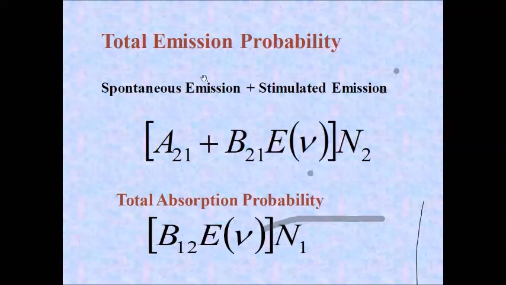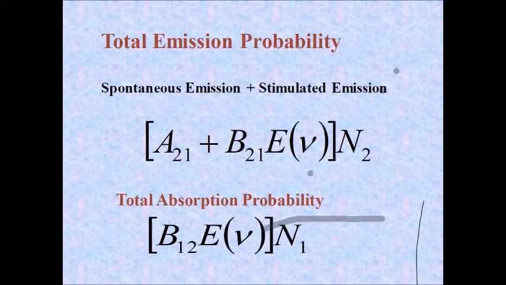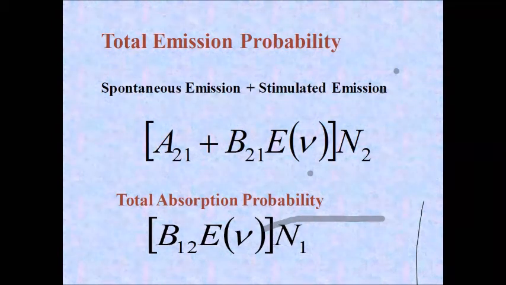And spontaneous emission obviously depends only on the number of atoms in the high energy state. It will not depend on the energy density of the incident photon. So spontaneous emission will be proportional to N2, or equal to A21 N2. Here A21 is another proportionality constant. Similarly, the stimulated emission will be proportional to E nu N2, or if we use a proportionality constant B21, then stimulated emission will be B21 E nu N2.